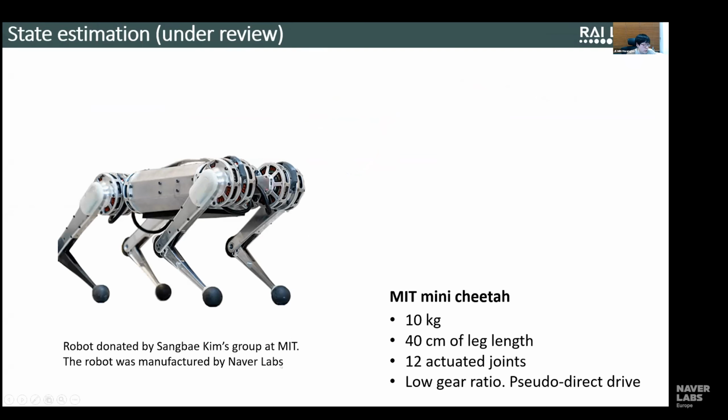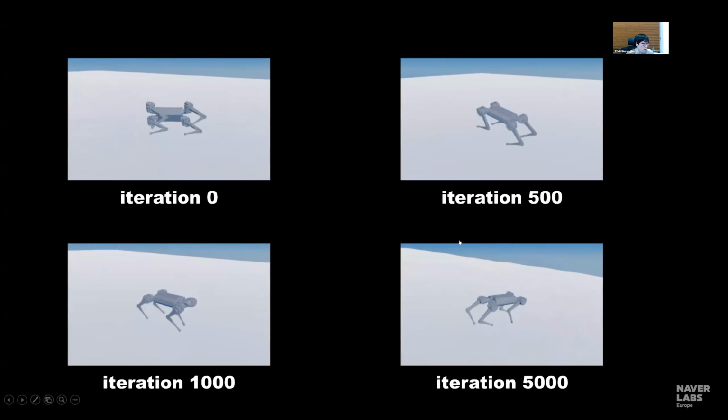Yeah, and it was manufactured by Naval Labs. I appreciate it. So this is a mini cheetah robot. It's about a 10-kilogram robot, much smaller, but we found that reinforcement learning also works very well on this robot. So the idea is the same.